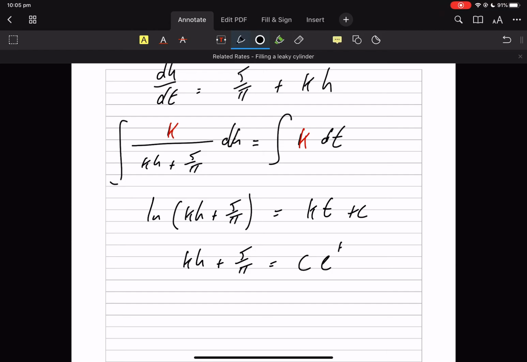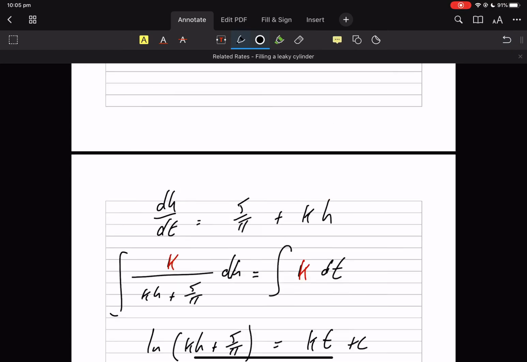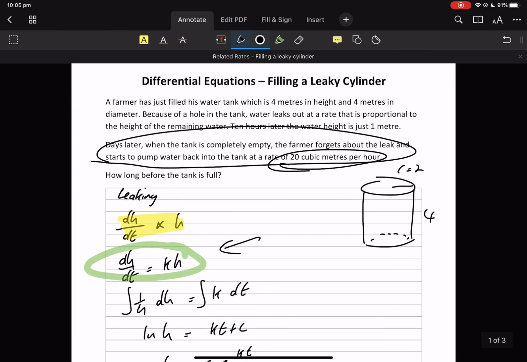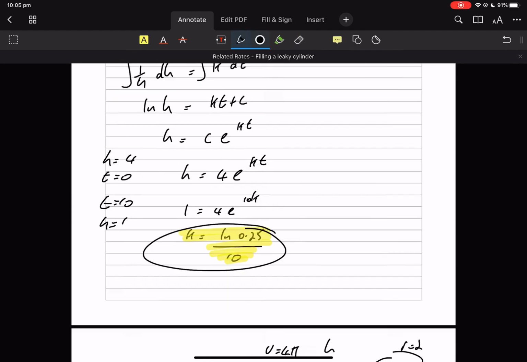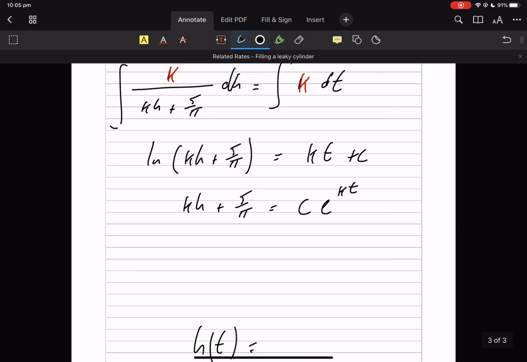C e to the kt. Remember, we know what k is, that's not a problem, but we don't know what this c is. But we are told, well, wasn't it days later or something that days later when the tank is completely empty, so that's a hint. Days later when the tank is completely empty, that means when t equals 0, h equals 0. So 0 plus e to the 0, well, e to the 0 is 1, so c is 5 on pi.